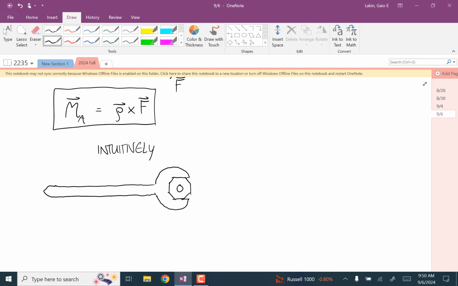And so what's going on here is this is your point A. This is your point P. This is your force F. And this is your rho vector.